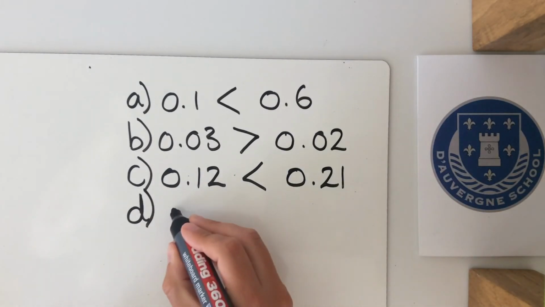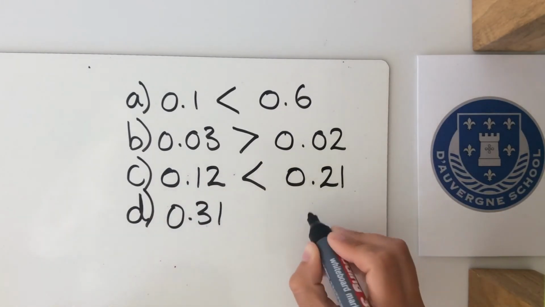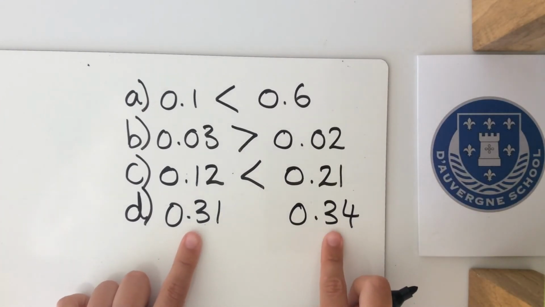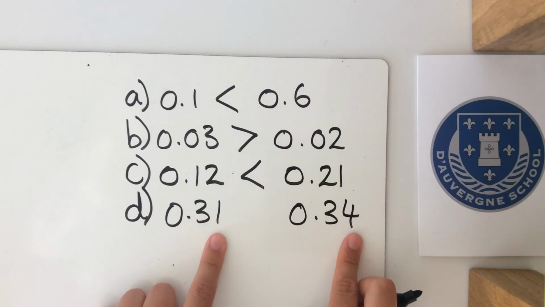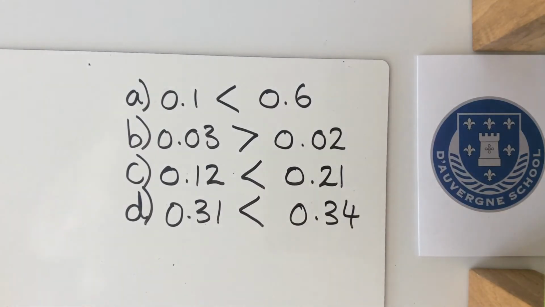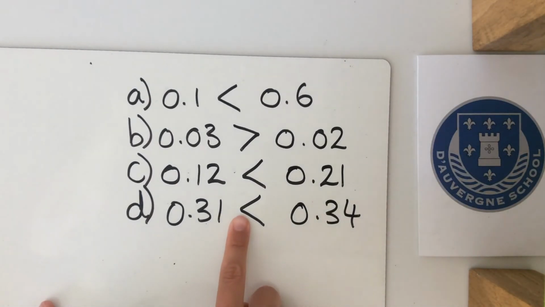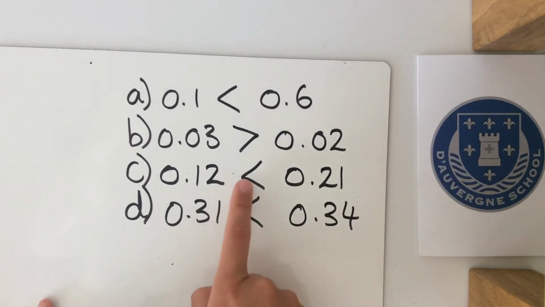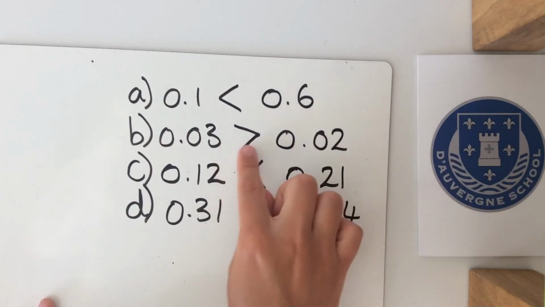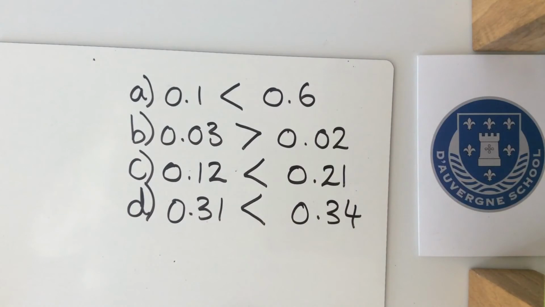D, we've got 0.31 or 0.34. Looking in our tenths column, we have the same number. Move to our hundredths, which one's got the bigger one? 0.34, they eat the bigger number. Okay, so the closed end of the crocodile mouth points to the smaller number, and the opened end of the crocodile mouth points to the bigger number, the greater number. So well done if you got those correct.